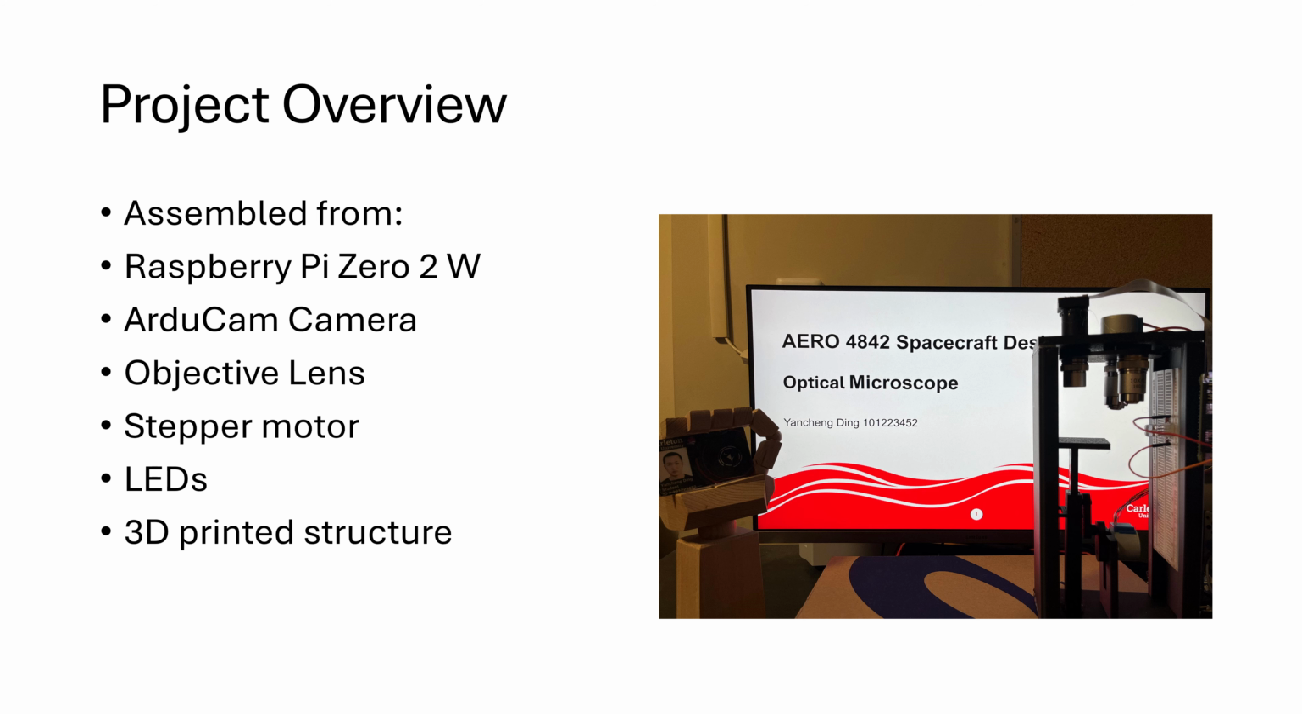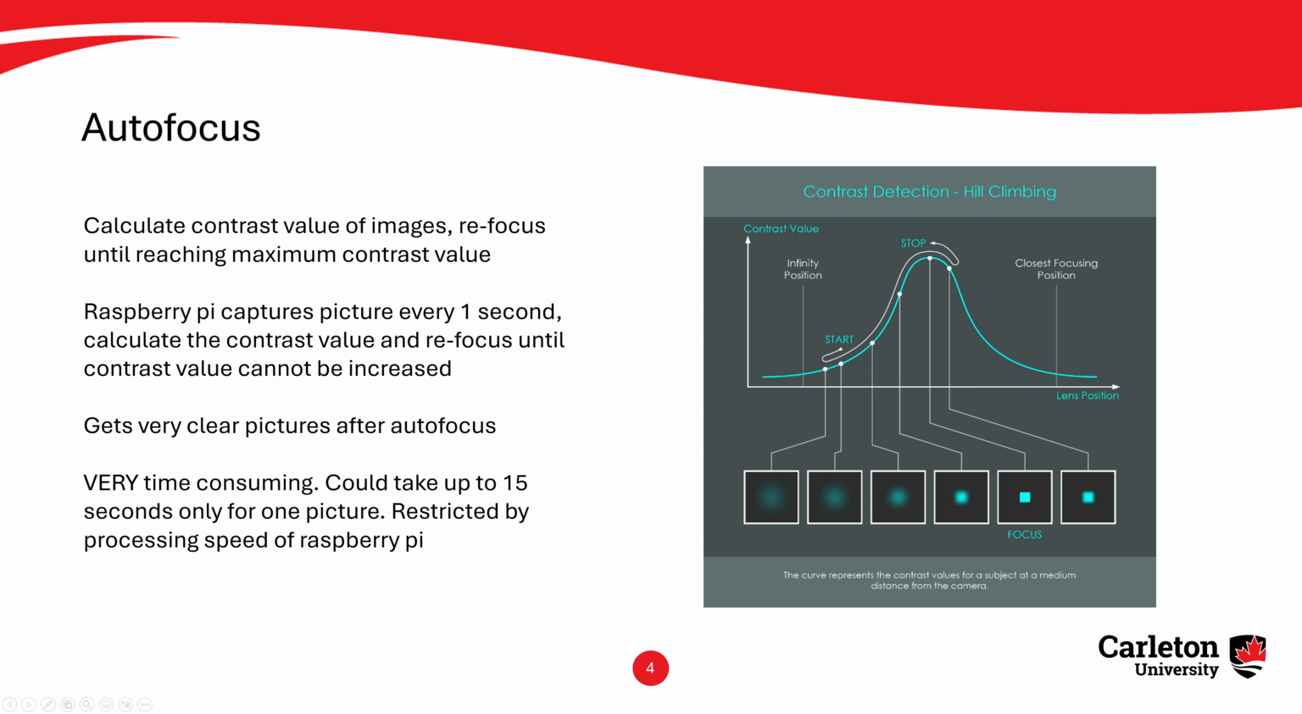The picture on the right shows an algorithm for applying autofocus. It calculates the contrast value of images and refocuses until reaching the maximum contrast value. It has been successfully done on my project. However, it is running very slow. It could take up to 15 seconds for taking just one picture. This is because the processing speed of the Raspberry Pi is very slow. With better devices, we could reduce the time significantly. But anyway, it is giving clear images.